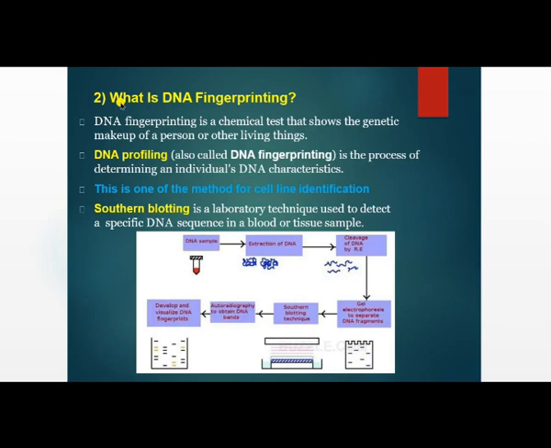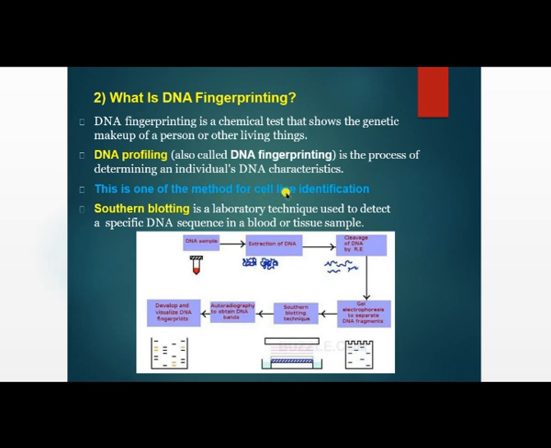Hello everyone. In this lecture we are going to learn about DNA fingerprinting. So what is DNA fingerprinting? DNA fingerprinting is a chemical test which shows the genetic makeup of a person, human, animal or plant. It is also called DNA profiling. It is the process to determine the DNA or individual DNA characteristics.